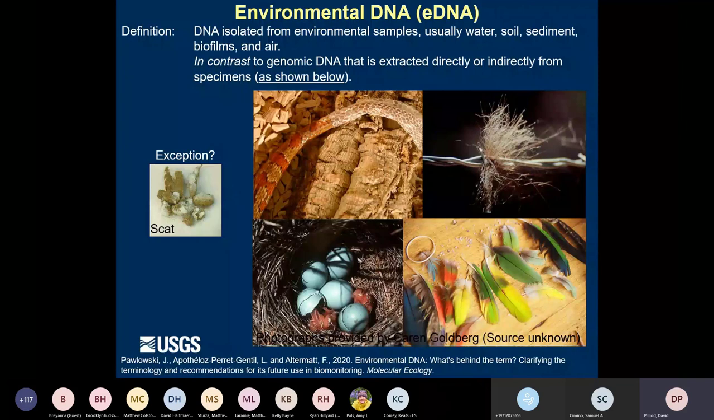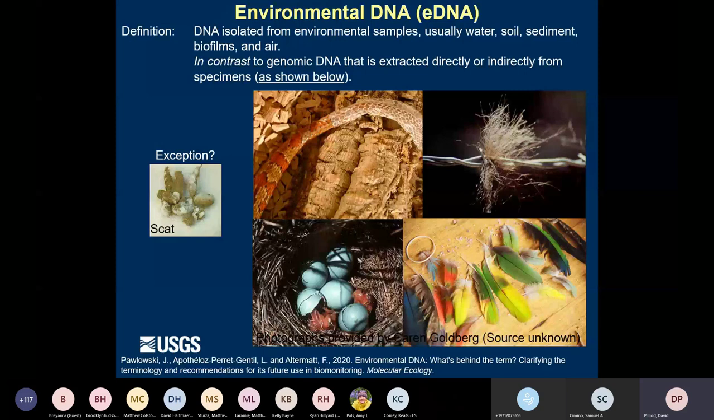I've shown some indirect extractions below in pictures, such as shed snake skins, for example, or hair, eggshells, feathers. Some might view those as eDNA, but really that's part of the organism itself, and in some definitions might be considered just an extension or an indirect measure of the specimen. So eDNA is something that's in the environment.